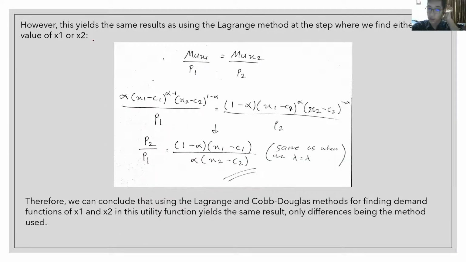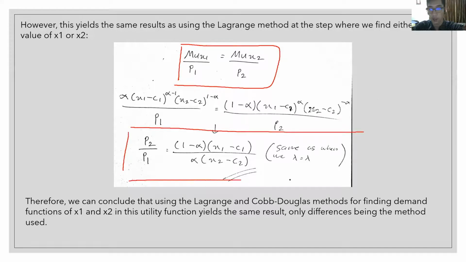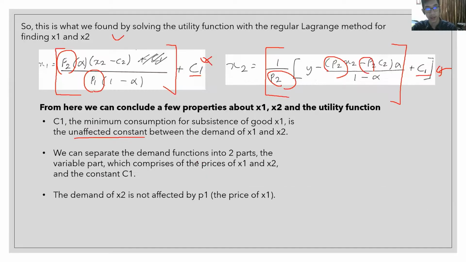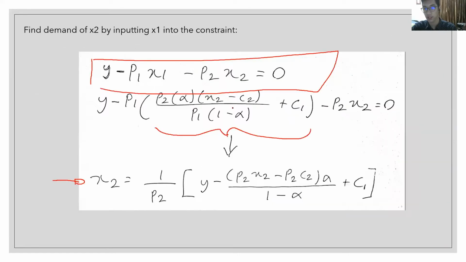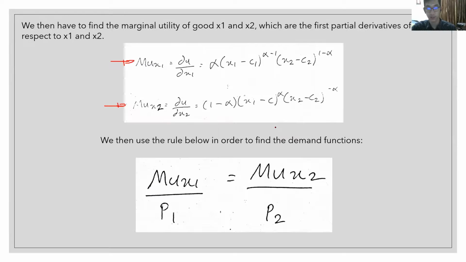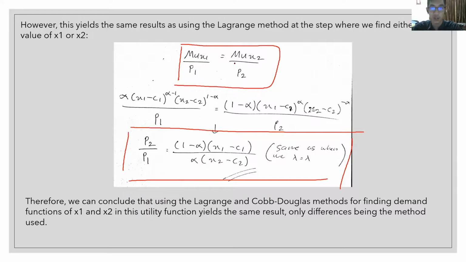And a curious thing that I found was when I was doing this right here, it actually ended up with the same result as when I was doing lambda equals lambda in the Lagrange method. So since this value and this value right here are actually the same, we can assume that the demand functions using the Lagrange method and the Cobb-Douglas method are identical.